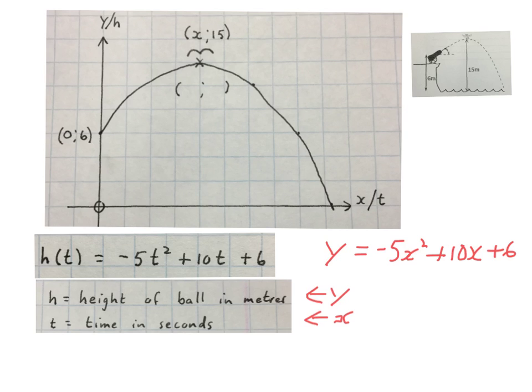The problem said that the cannon is 6 meters above the ground, so the ball is 6 meters already in the air before it gets shot. Then there's a bird in the air. We know it's 15 meters high, and we don't know how far it is from here. And we know that the water is at the bottom here. My job is to work out the maximum turning point of this parabola and to see if the height that I get is above 15 or under 15, and then I'll know if I can hit the bird.